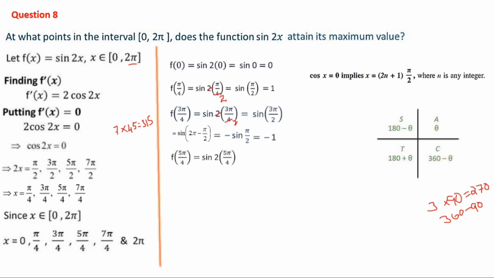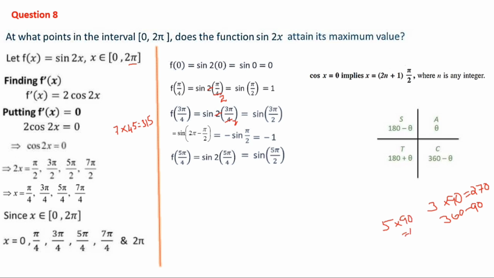Okay. The next is f of 5 pi by 4. 5 pi by 4 means sine 2 into x. 2 into x is 2 into 5 pi by 4. Here also 2 and 4 we can cancel. I am not showing. So 2 and 4 cancelling means 2 will be coming in the denominator. It comes as 5 pi by 2. 5 pi by 2, again the same calculation. 5 pi by 2 means 5 into pi by 2, 5 into 90, that is equal to 450.